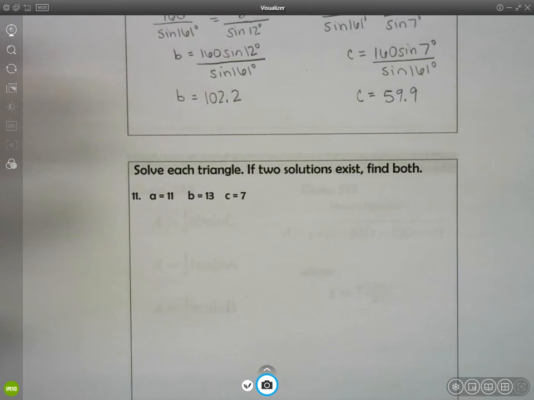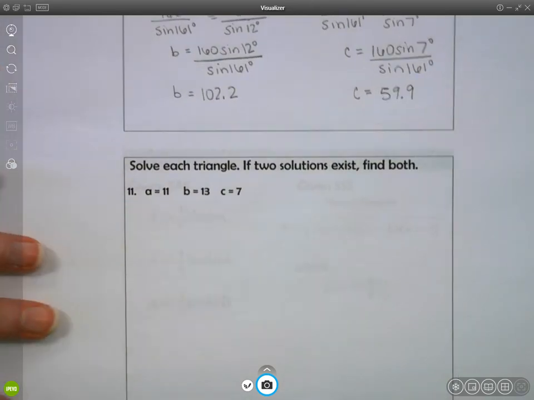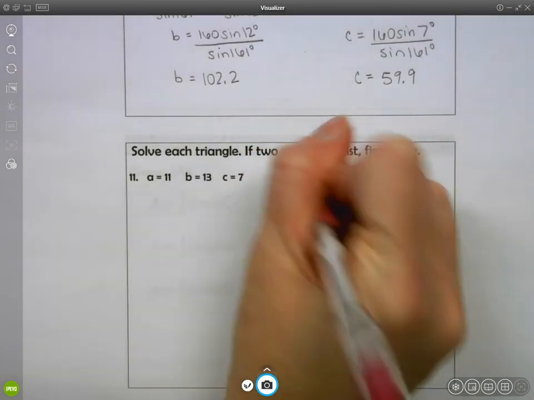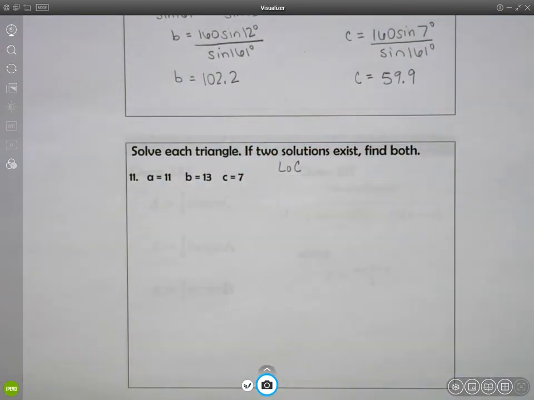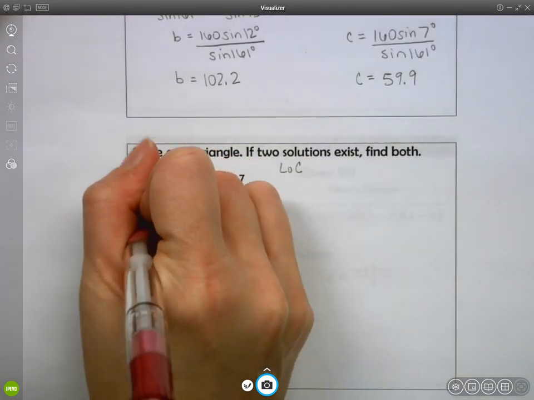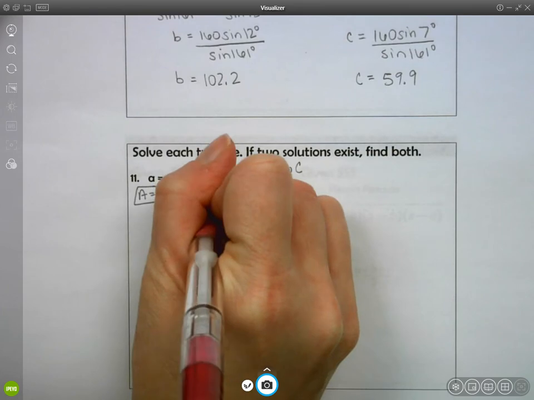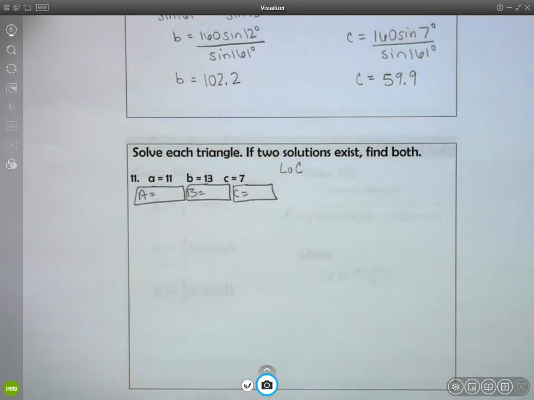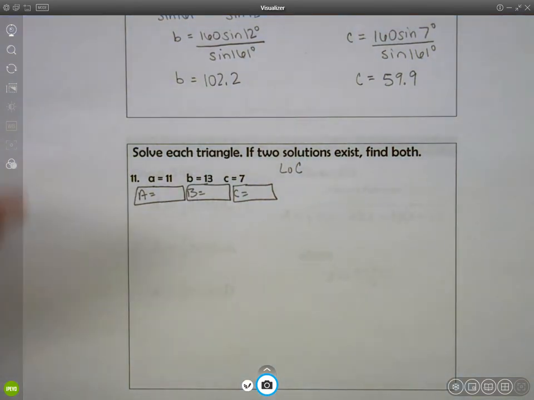All right, number 11. They give us three sides, which means we're going to use law of cosines, and then we solve the triangle. All right, so we know side A. I'm going to see if I can set this up where I just do this. Maybe I can write that small. Apparently I can't. Okay, so if we have three sides, then we're going to use law of cosines.